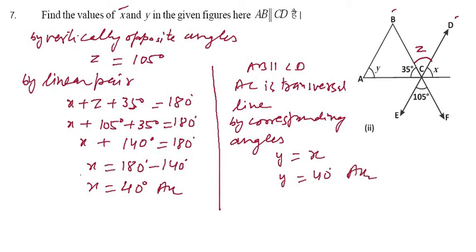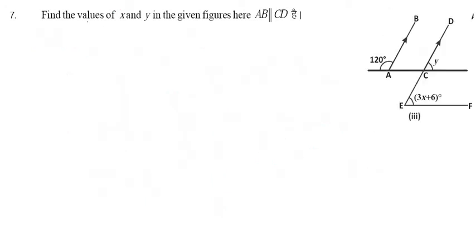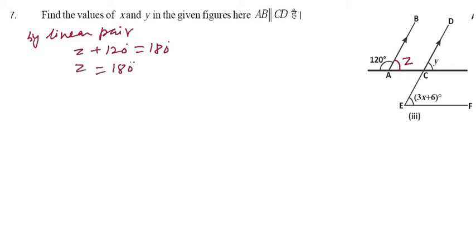Now come to the next question. Find the value of x and y in this figure. You have to see here y, and here is 3x plus 6. So first of all, suppose this angle is z. By linear pair, what will happen? z plus 120 degrees will be equal to 180 degrees. So z is equal to 180 degrees minus 120 degrees, so z will be equal to 60 degrees.